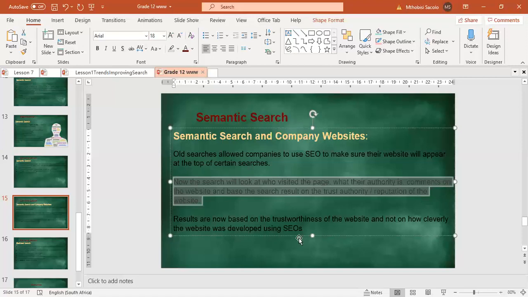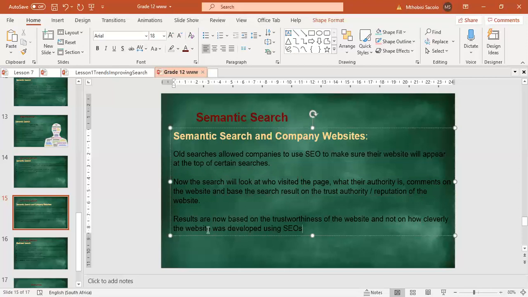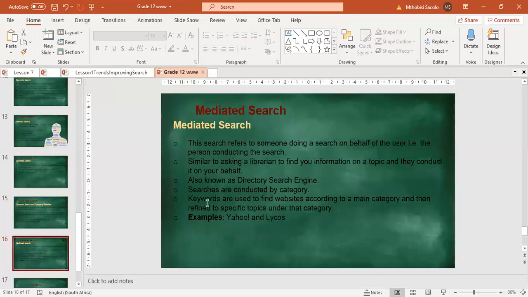Okay, let me continue here. Results are now based on the trustworthiness of the website and not on how cleverly the website was developed with SEO. And then the last thing that we have is mediated search. Okay, let me read the important point.